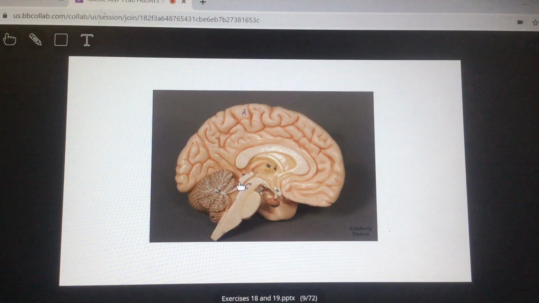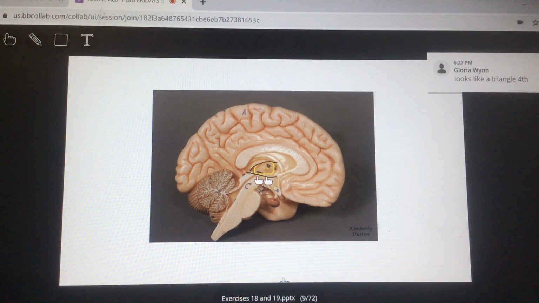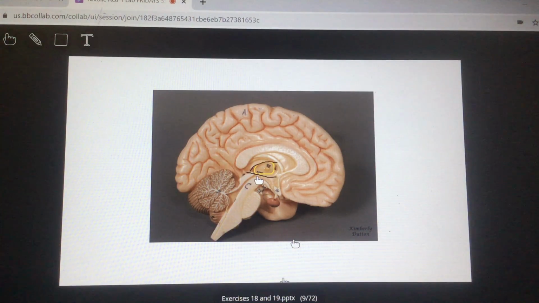All right, with that being said, I'm just going to remind you the third ventricle could be underneath the thalamus or on top of the thalamus, because really, remember, the thalamus sits kind of within that third ventricle. The third ventricle is a space. It's like a triangle. Yeah, it does. Yep, it really does. Awesome.